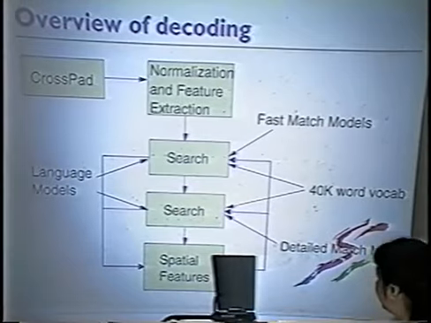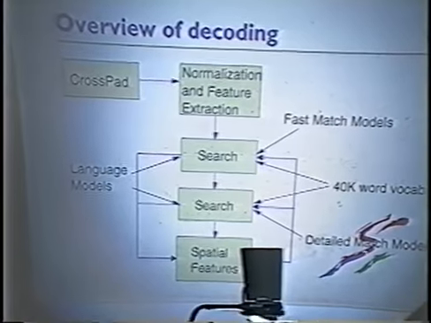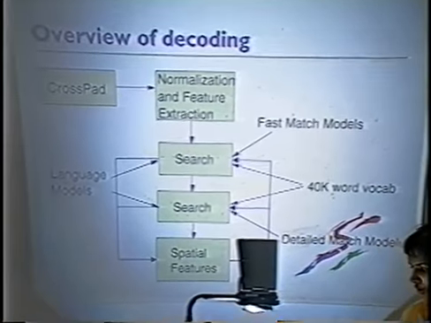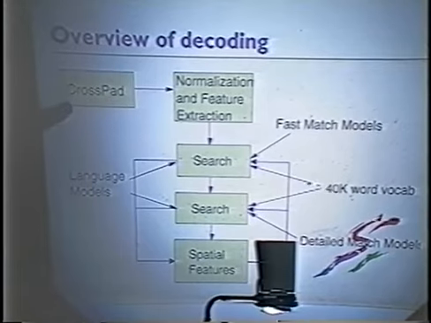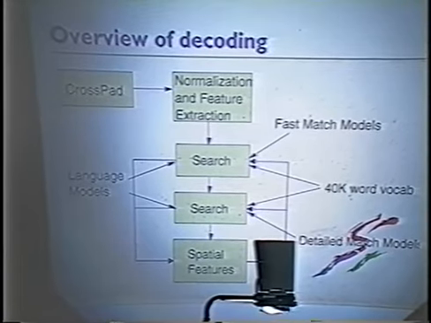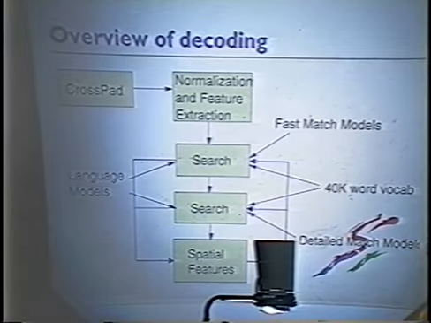This is the overall scheme, and I'm going to talk about each particular module as I go along. A lot of these are very similar, as I said, to the speech system that you are used to, so I'm going to focus more on the differences here. The crosspad essentially gives out X, Y points that are ordered in time. It then goes through a module that has normalization and feature extraction. In the normalization phase, we want to be able to recognize an A if it's this small or this large. So this module normalizes for size, so that when you do the feature extraction, the features are not sensitive to size changes. Then those features are sent through search, where we have a fast match scheme and a detailed match scheme.